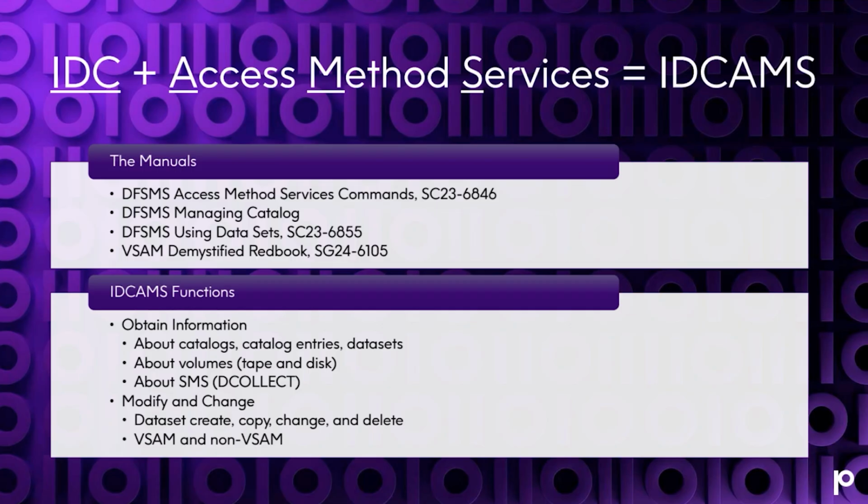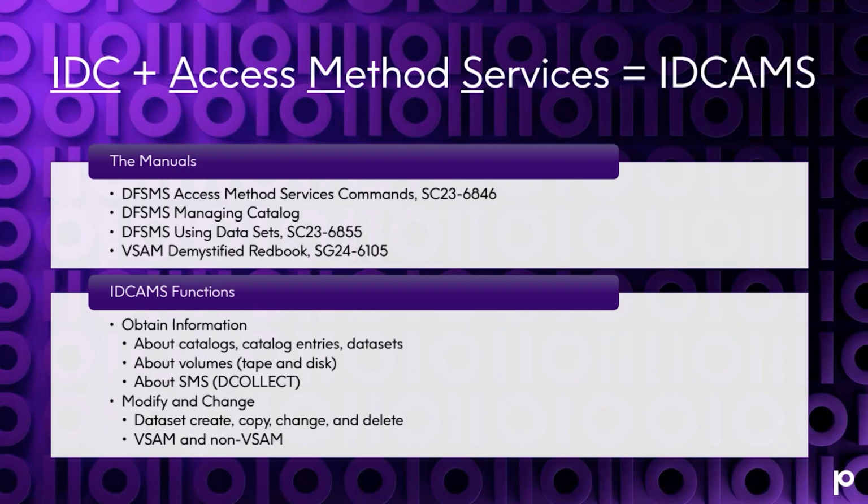But what I want to talk about today is what we can use IDCAMS for, practically speaking. It falls into two categories. We can obtain information about things, particularly about data sets. What kind of data set is this? What are its attributes? For VSAM data sets, any given data set can have many attributes. And when I say data sets, for those who are new to the IBM environment, data set is IBM's rather scientific word for files.